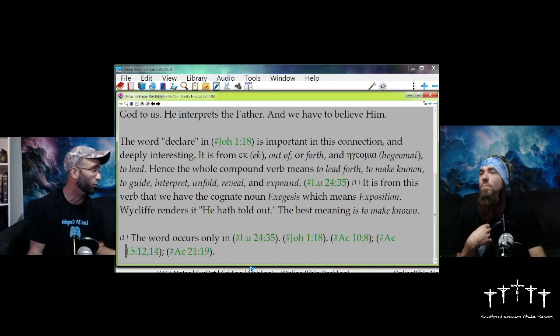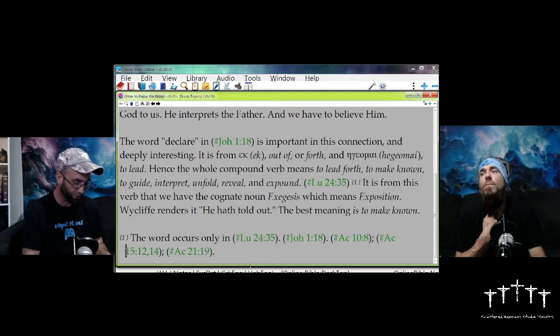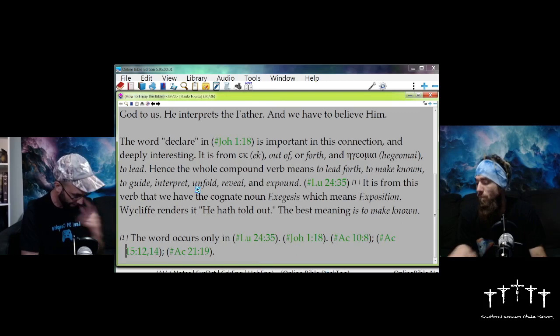This word, if we can, that's a footnote. The word occurs only in Luke 24:35, John 1:18, Acts 10:8, Acts 15:12, 14, Acts 21:19. Hey, I got them right.